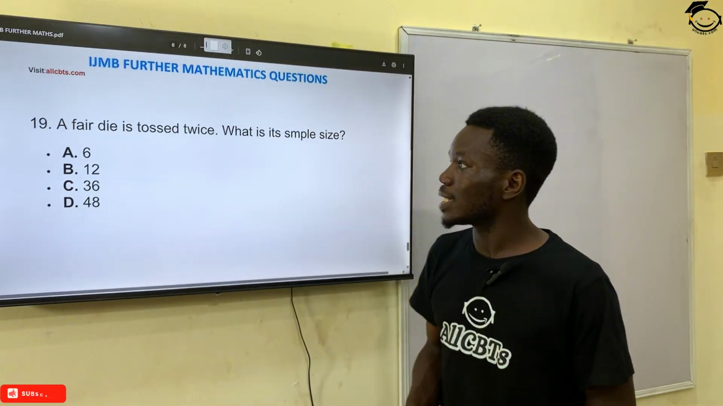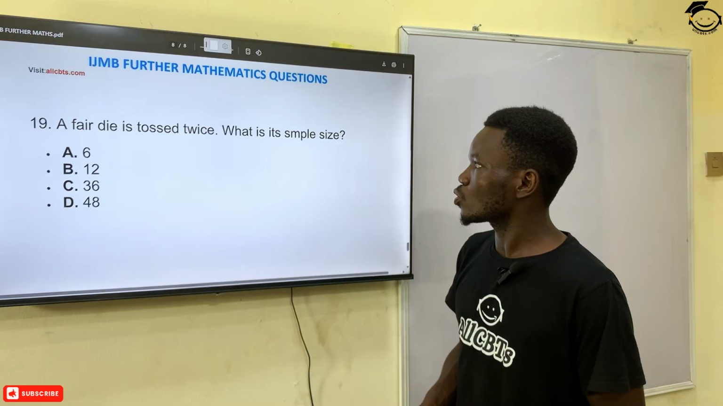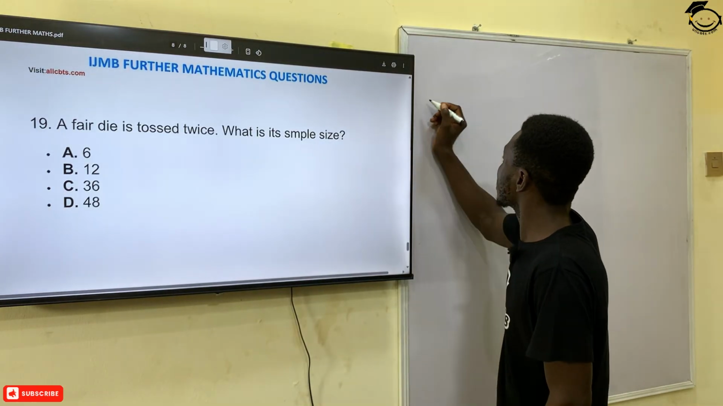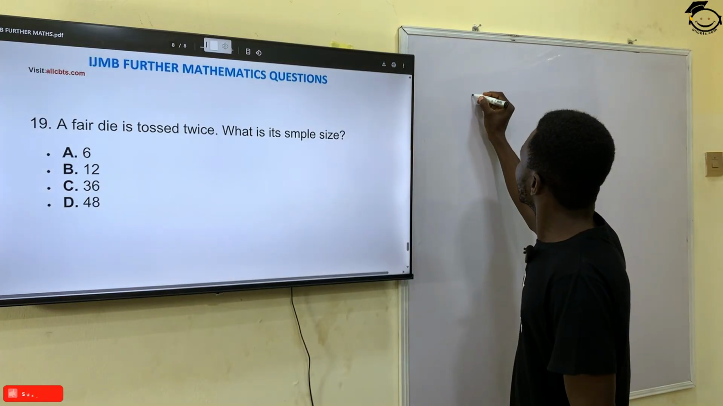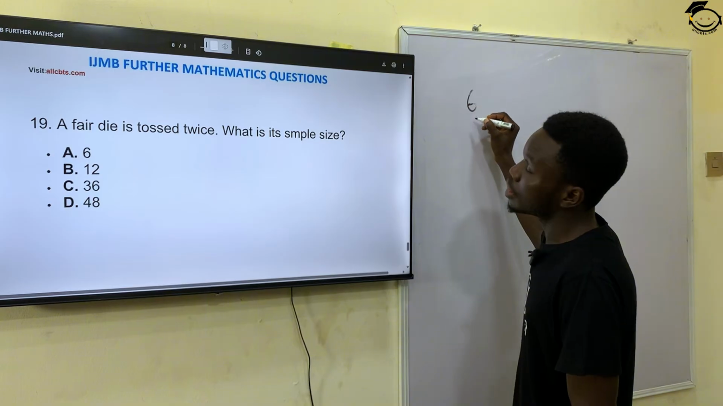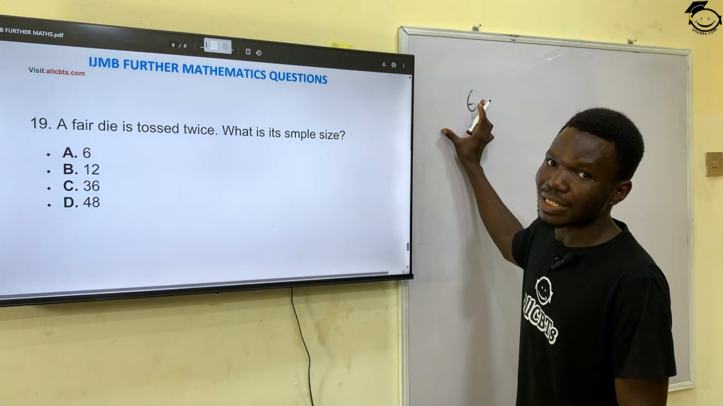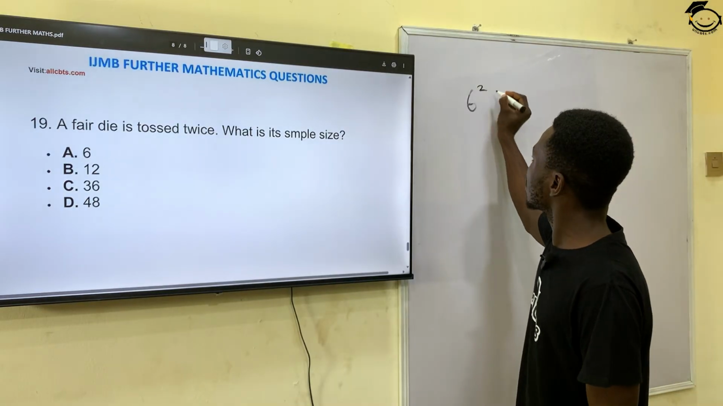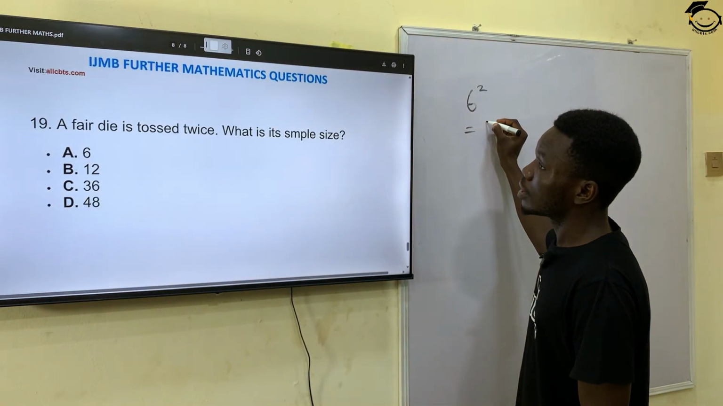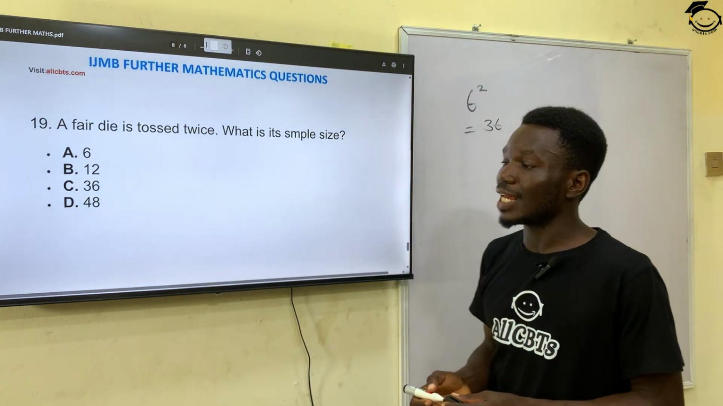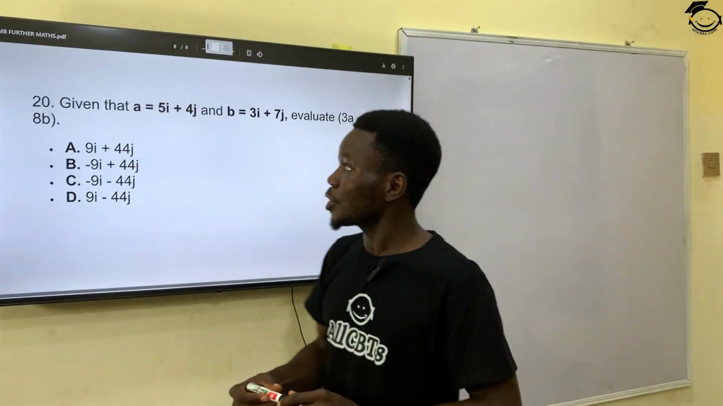So question number 19 says, a fair die is tossed twice. What is the sample size? The sample size is the square of the numbers on the die. A die contains 6 numbers. So when you square it, that will give you 6 times 6, and that is 36. So the sample size here is 36.